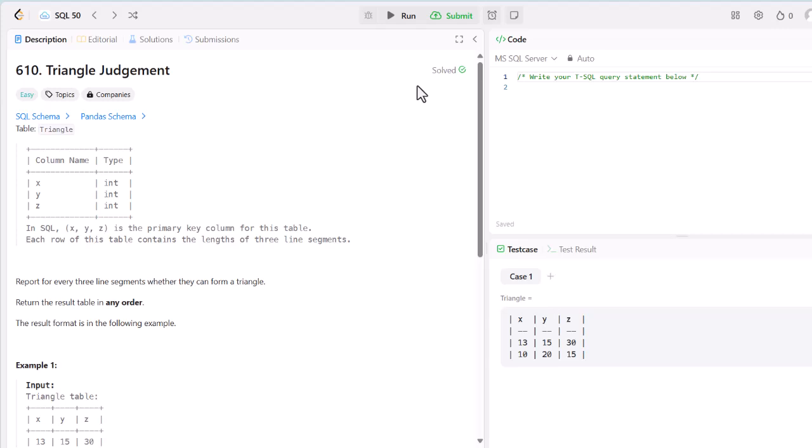Hey guys, welcome back. So today we'll be solving the next question from our SQL 50 LeetCode. Question number 610, Triangle Judgement.